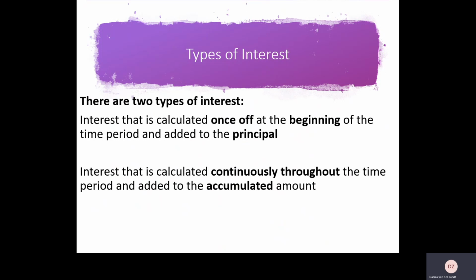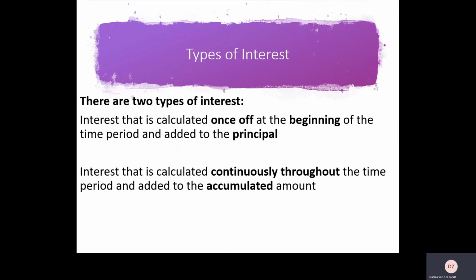Okay, so there are two types of interest, one is simple interest and one is compound interest. So let's first look at those definitions. Interest is calculated once off at the beginning of the time period and is added to the principal. So it's added to the beginning amount. One calculation, that's it. Okay?